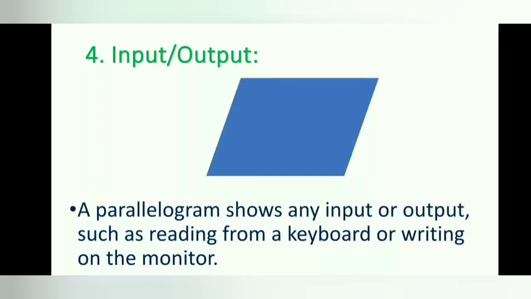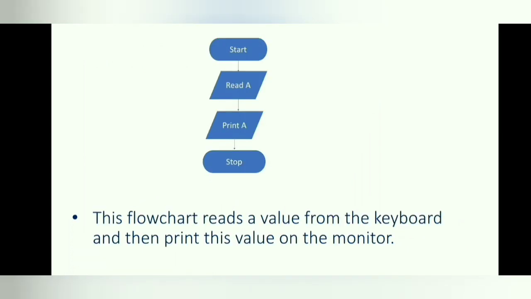Input output. A parallelogram shows any input or output such as reading from a keyboard or writing on the monitor. This flowchart reads a value from the keyboard and then prints this value on the monitor. The first symbol is a terminal symbol which is tagged as start. The second symbol is an input-output symbol labeled read A, which reads a value from the keyboard. The third symbol is again an input-output symbol labeled print A. This step will print the value of A on the monitor. The last symbol is a terminal symbol labeled stop, which indicates the end of the flowchart.